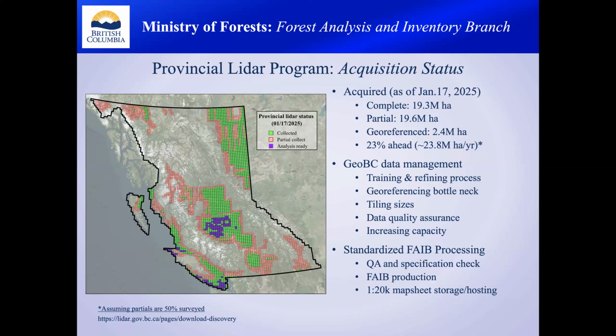So in that process, us at Forest Analysis and Inventory branch have refined our processes in terms of QA and specification checks, and also the processes for generating our products. We're also going to be producing this at the same 1 to 20,000 map sheets for storage and for hosting as well. And there's a link on the bottom of this, so if people are interested in seeing what's available in the province at the moment.